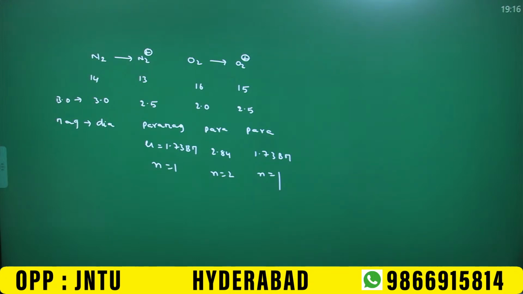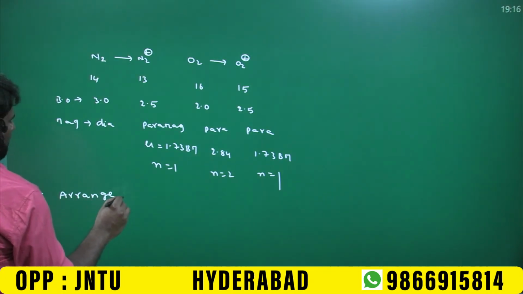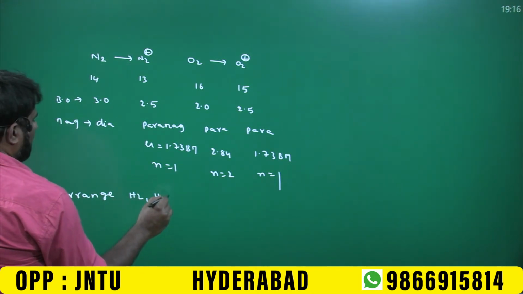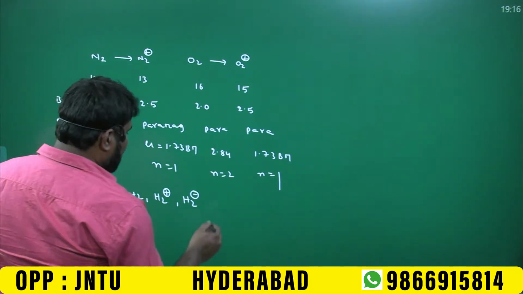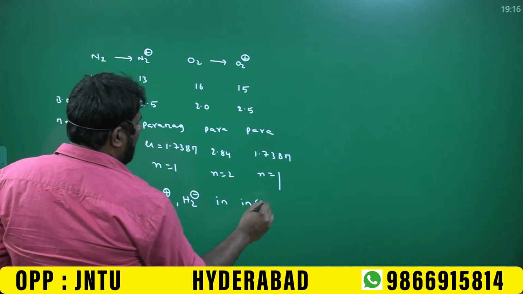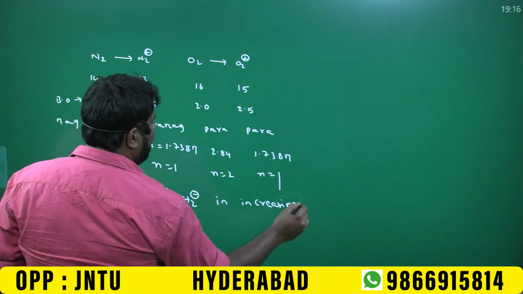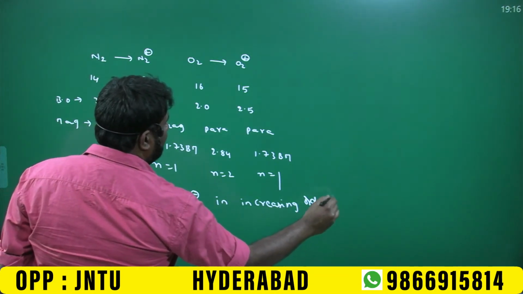Next question. Arrange the following species in brackets: H2, H2 plus, H2 minus, in increasing order of their stability.